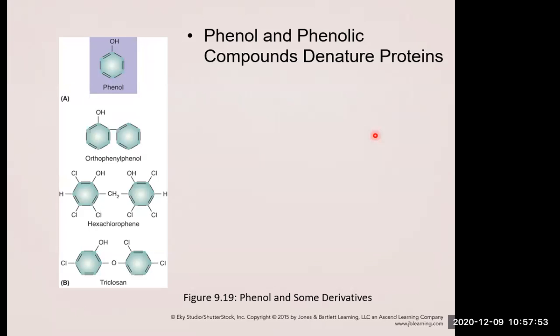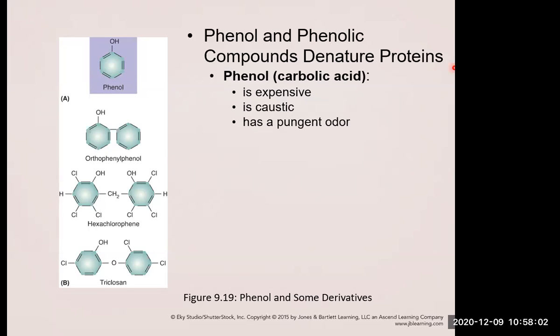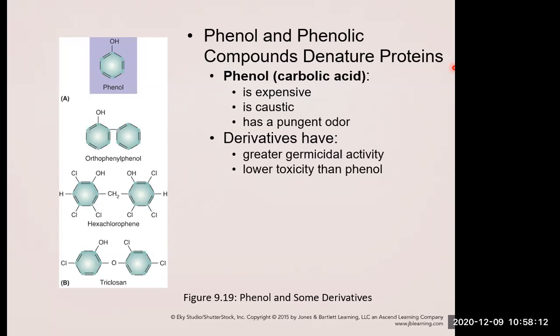Let's test our memory retention. What's another name for phenol? Carbolic acid, that's it, right. So, phenol and phenolic compounds. We've talked about how phenol is caustic, so it's dangerous. It's also expensive, and it smells really bad. So, we know better than to use it now. We're going to use derivatives. So these are less toxic and more effective. So let's use these as opposed to phenol itself.